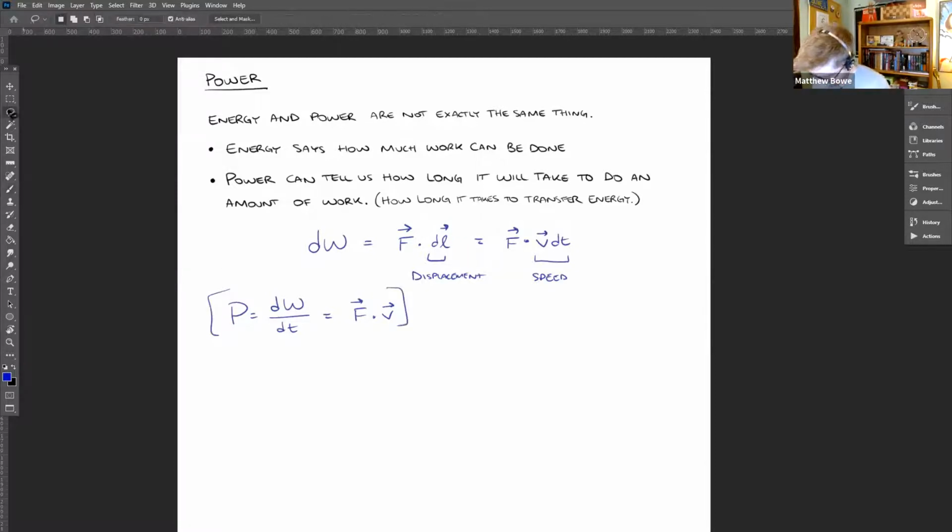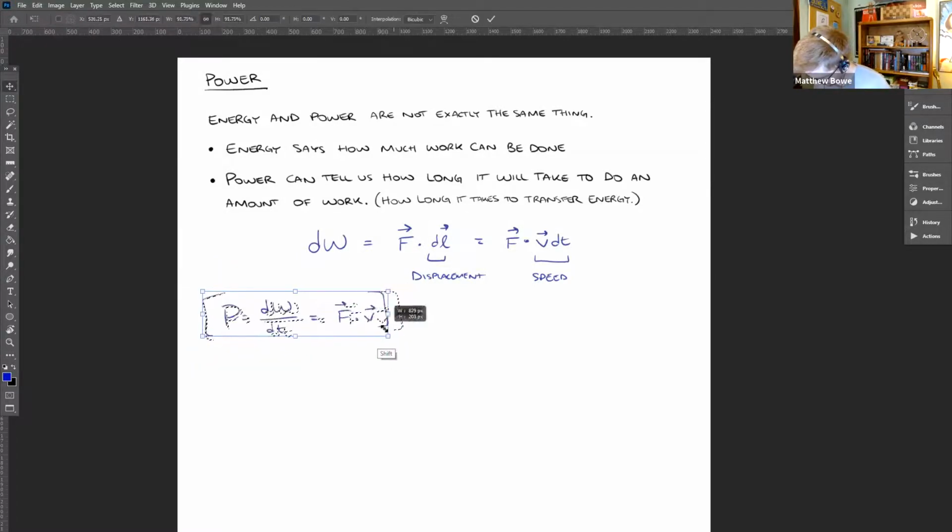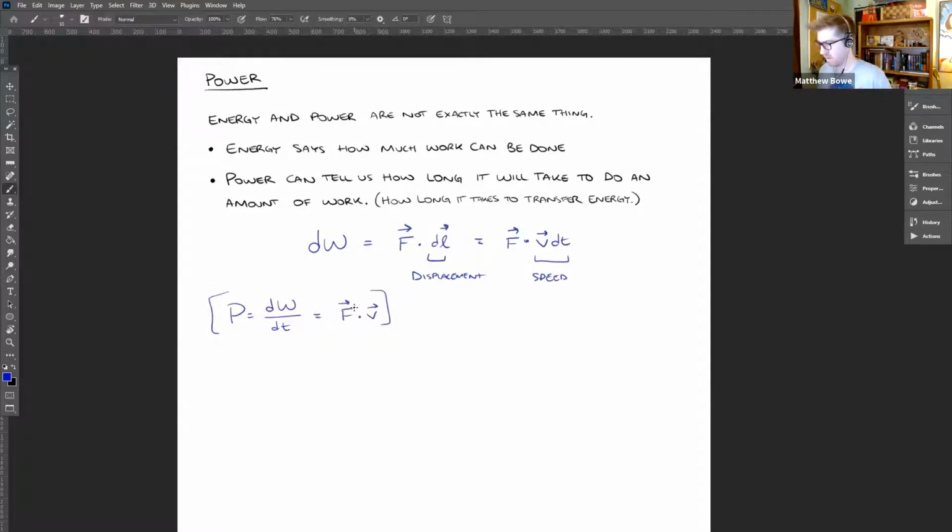Let me really quick give the units for power. Power is measured in watts, and a watt is, if I just look at this fraction right here, basically just 1 joule of energy over 1 second is 1 watt.